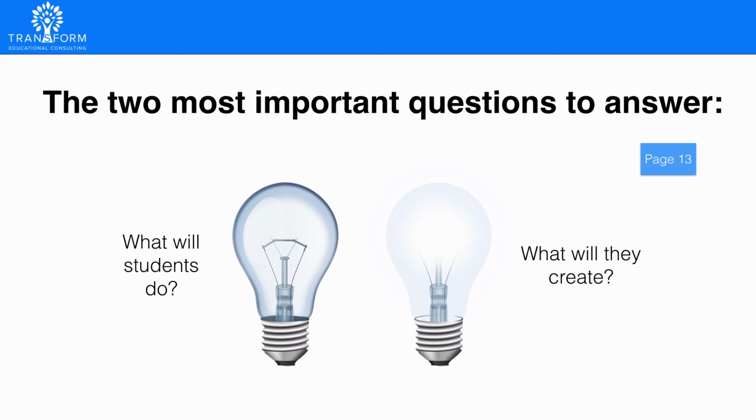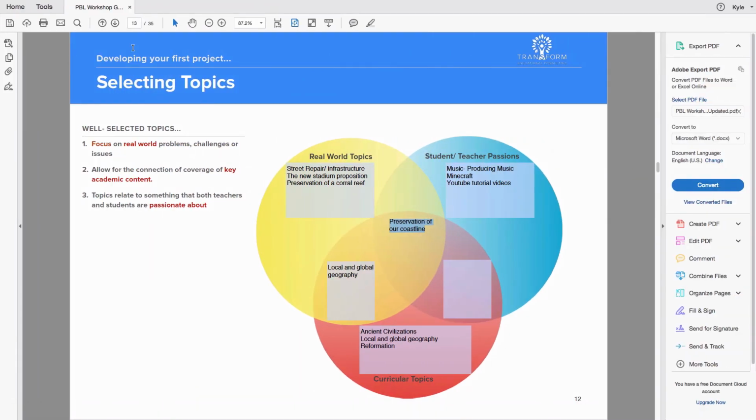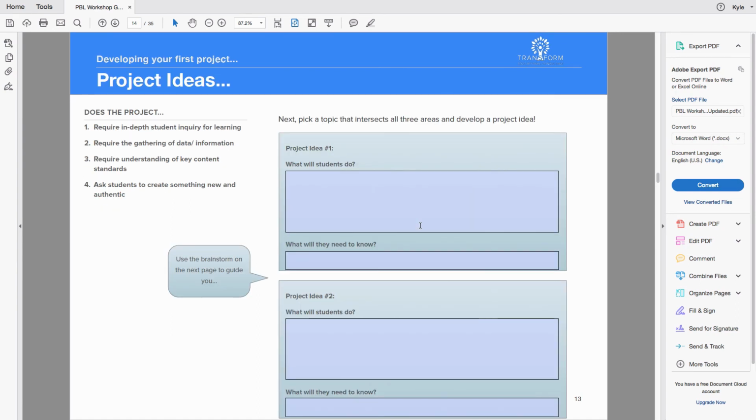So, for example, if we look at the preservation of the coastline, I'm going to go back to page 13 of my booklet. So I'm going to exit out of this for a second, and I'm going to go to page 13. This is page 12. Notice how preservation of our coastline was a project that I came up with. So what will students do? Let's say I've looked a little bit more in depth into this, and I've done some research and figured out what people are doing in terms of preservation of the coastline.